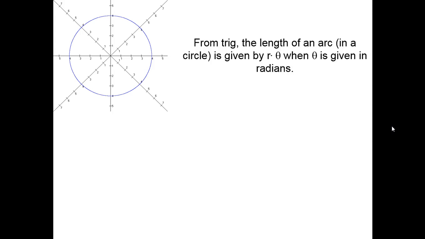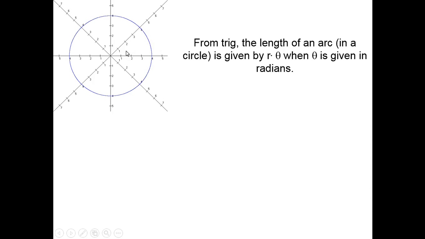Okay, I want to talk for a second about area and how we look at area in terms of polar. From trig, I want you to think about how we found arc length. Back in pre-calc, you would have learned a formula for arc length. S, or we called it arc length, was equal to r times theta. So r was the radius of the circle, and theta was how much of it swept out.